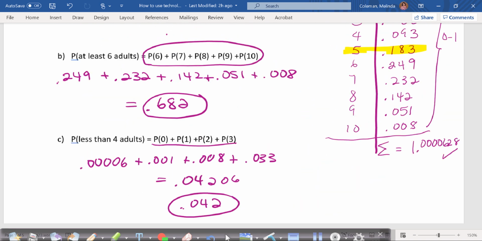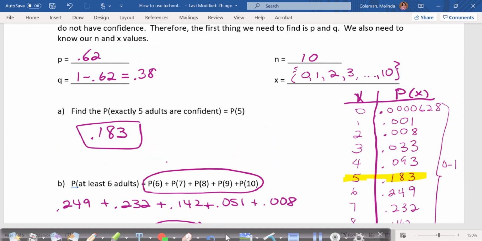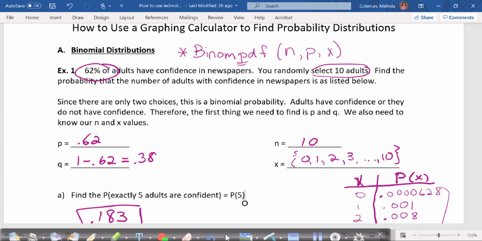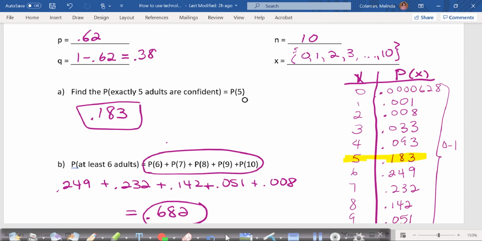So once you make this probability distribution table, that will help answer all of your questions quite nicely. It helps with the arithmetic very easily. The biggest thing is making sure you're hitting the correct button on your calculator. So again, it's binomial. Make sure you hit PDF, and then you're going to need your n value, which is the number that you are selecting. The p value is your probability of a success, and your x value is each one of your choices for the number of adults who qualify your statement.